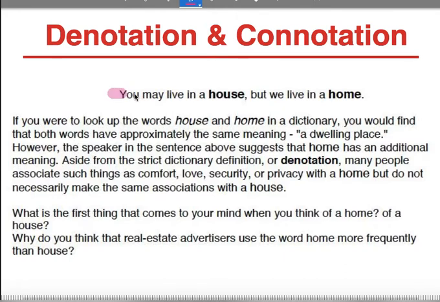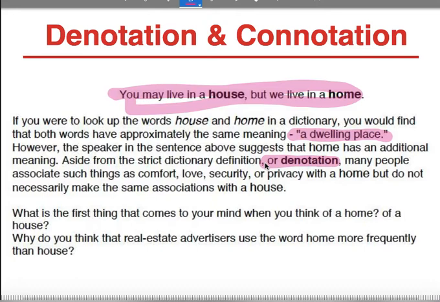So let's look at an example. You may live in a house, but we live in a home. Those two words, house and home, we're looking at the denotation and connotation. As it explains here, if you were to look up the words house and home in a dictionary, you would find that both words have approximately the same meaning. They both mean a dwelling place, someplace that we live. However, the speaker in the sentence above suggests that home has an additional meaning. Aside from this strict dictionary definition, or denotation, many people associate such things as comfort, love, security, or privacy with a home, but do not necessarily make the same associations with a house.